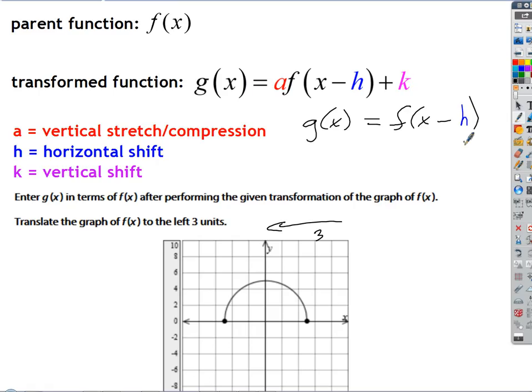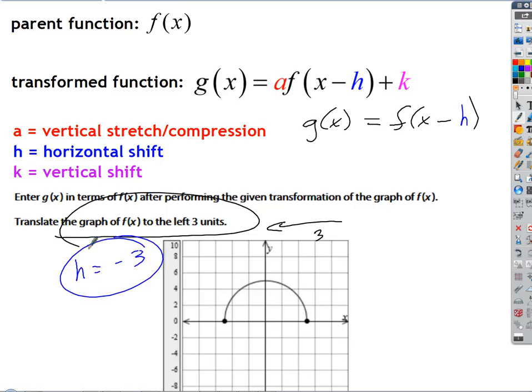It's negative, how come? It's going backwards. The positive direction is to the right always, correct? So we're going in the negative direction by 3. So this tells us, 3 units to the left, that H equals negative 3. All we've got to do is take that value and plug it in. That's it. So what's our answer? Well, f of x minus negative 3.